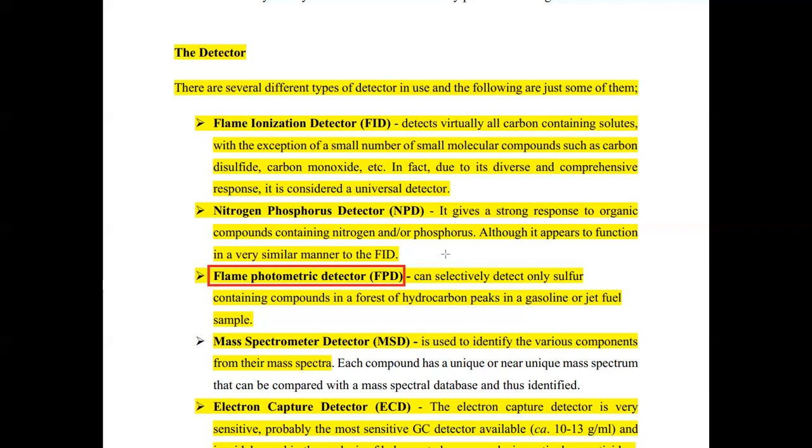So that is one thing that can guide me if I'm to study that. So there's the flame photometric detector, the nitrogen phosphorus, the flame ionization detector, and then the mass spectrometer detector. Mass spec is also one of the separation techniques that we have. We have mass spec, infrared spectrometer, Raman spectrometer. Those are some of the methods. Then electron capture also is one of the methods that we use in the determination of components. So just know them, just know them.